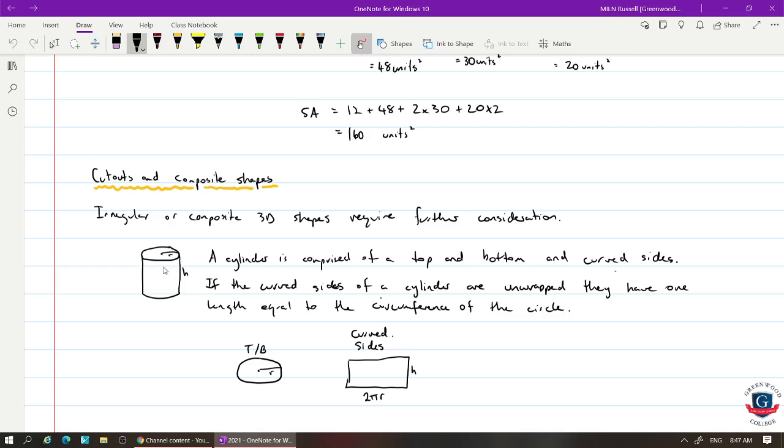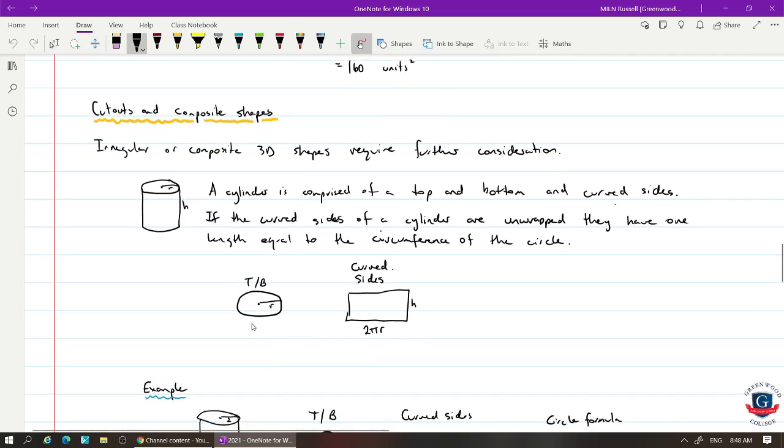If you haven't seen a teacher do this, ask them and they'll show you. It's really easy to do once you know how it works. So we'll have a circular top and bottom, and then we'll have this rectangle to represent the curved sides.